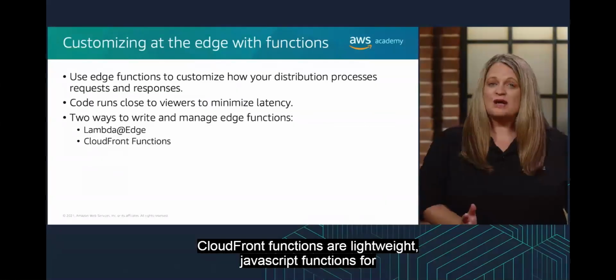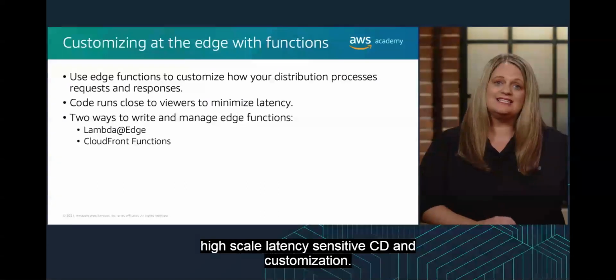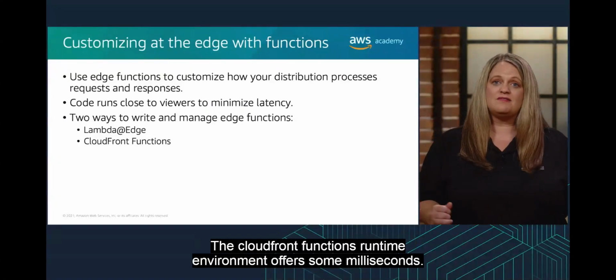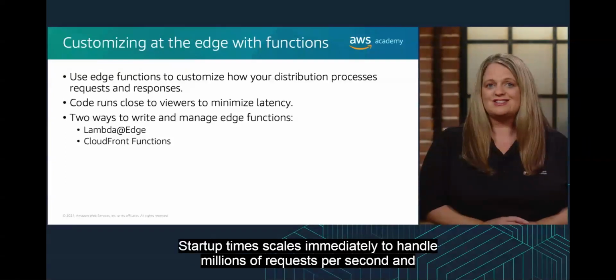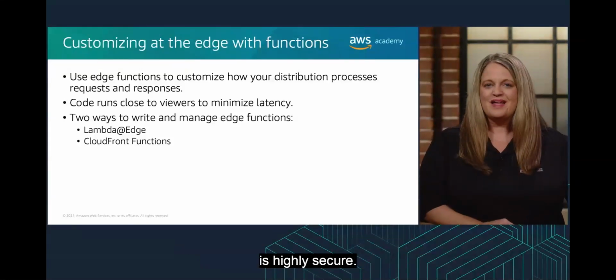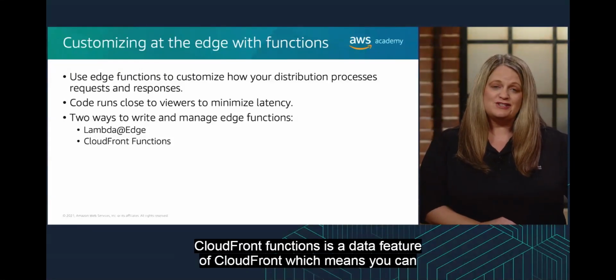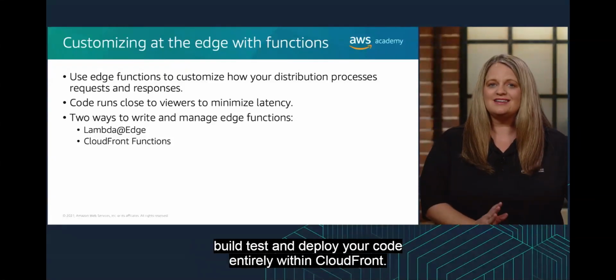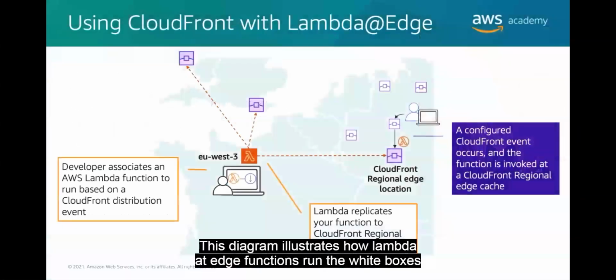CloudFront Functions are lightweight JavaScript functions for high-scale, latency-sensitive CDN customizations. The CloudFront Functions runtime environment offers sub-millisecond startup times, scales immediately to handle millions of requests per second, and is highly secure. CloudFront Functions is a native feature of CloudFront, which means you can build, test, and deploy your code entirely within CloudFront. This diagram illustrates how Lambda at Edge functions run.